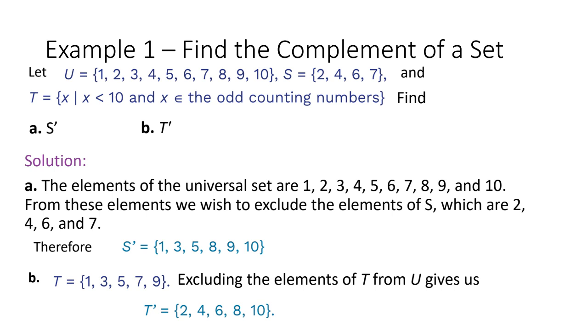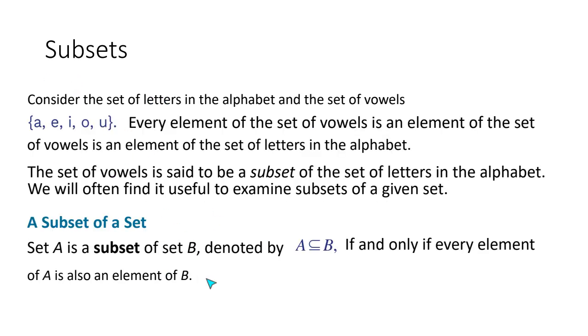Subsets. A set A is a subset of set B, and here's another symbol that you can add to your list of symbols, if and only if every element of A is also an element of B. So if you see this, they're going to ask you most likely true or false questions, right? What it means is that every element that you see in here has to be in here. If they're not, then it's not a subset.